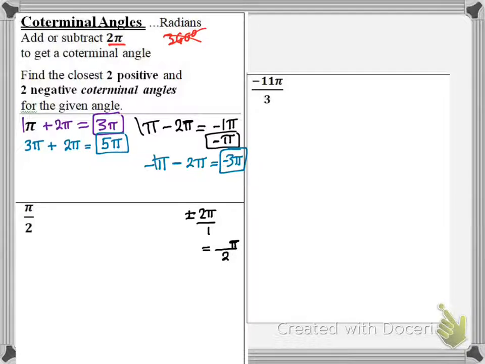Let's think about, if I wanted the bottom of this to turn into 2, I could do times 2, which means I'd have to do times 2 on the top, because again, I don't want to change its value, I just want to change the way it looks. Now the top of this is 4 pi over 2. So now I'm going to do add and subtract 2 pi in the form that has a common denominator.